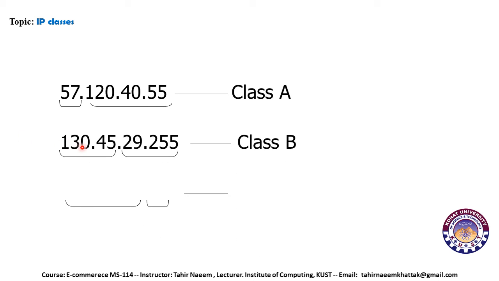So here this is a Class B address. How can we find that? As we have discussed in the previous slide, 130 is greater than 127.